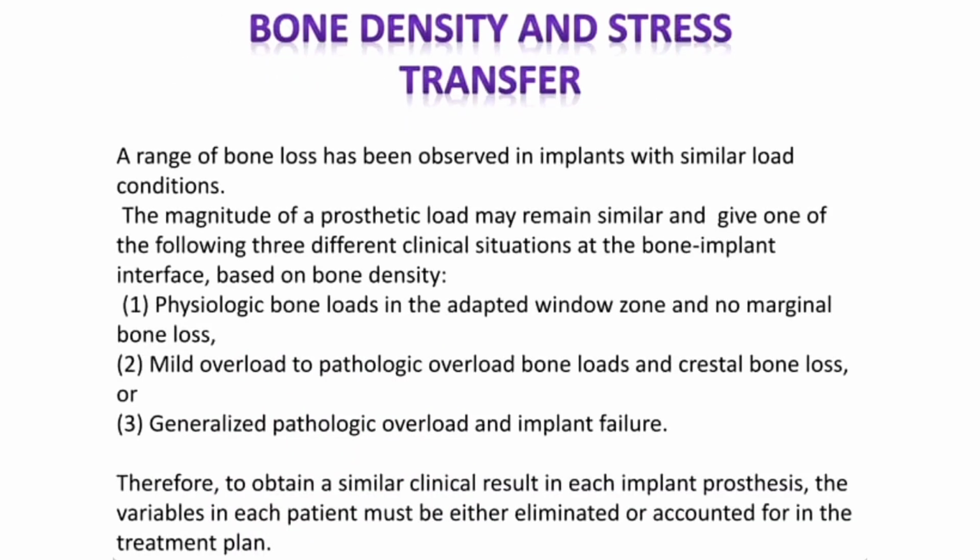A range of bone loss has been observed in implants with similar load conditions. The magnitude of a prosthetic load may remain similar and give one of the following 3 different clinical situations at the bone implant interface, based on bone density. 1. Physiologic bone loads in the adapted window zone and no marginal bone loss. 2. Mild overload to pathologic overload bone loads and crestal bone loss. Or 3. Generalized pathologic overload and implant failure.